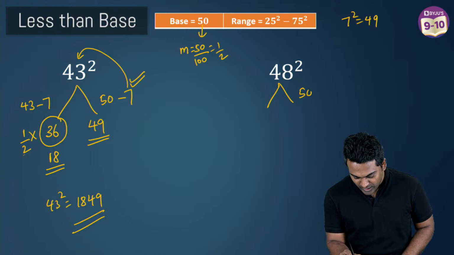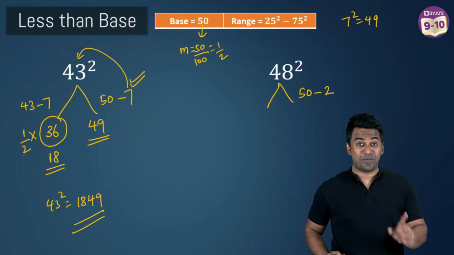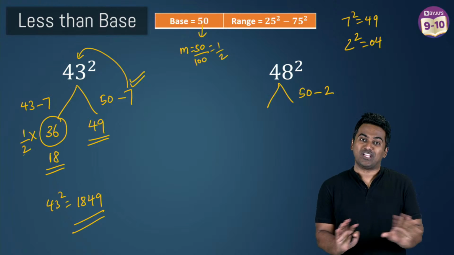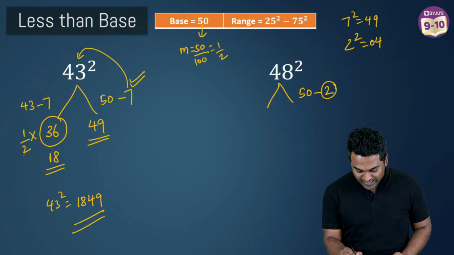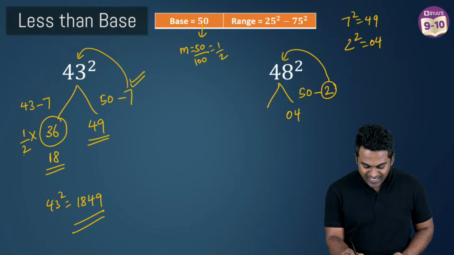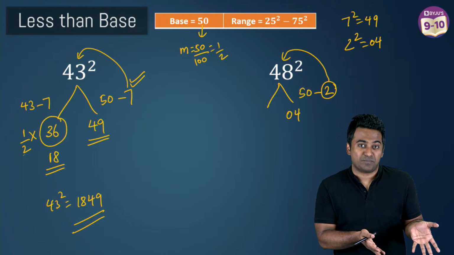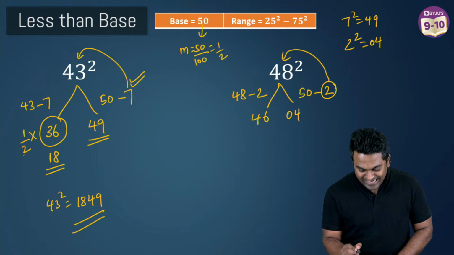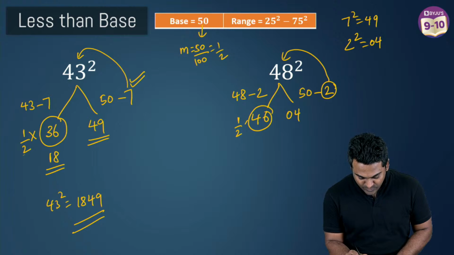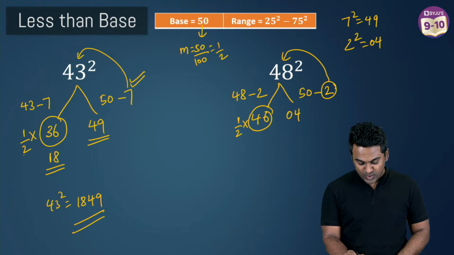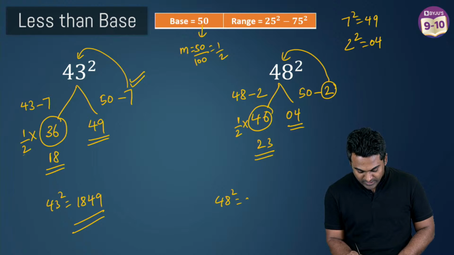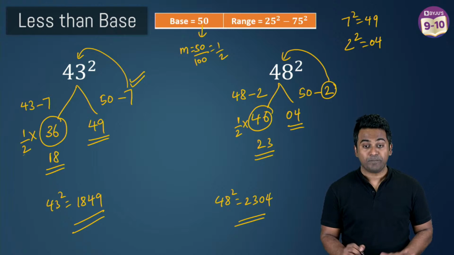So 48, we're going to write it like 50 minus 2, but you've got to remember, again, 2 square, you will write it like 04, not just a 4. Right? So 2 square is 04. I write that down here. And since I've subtracted on the right hand side, I'm going to subtract the same thing on the left hand side as well. This is going to be 48 minus 2, and that is 46. Last thing to be done is multiply this with the multiplier for the base 50, and that's going to be how much? 23, and that's it. The answer to 48 square is going to be 2304.